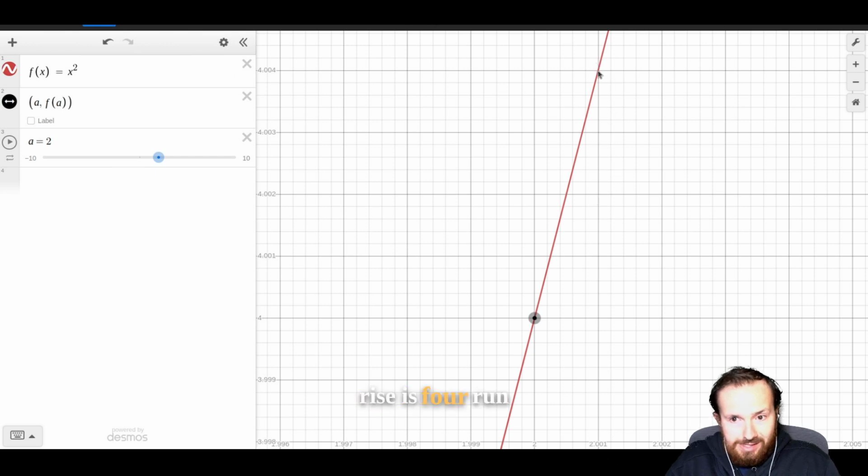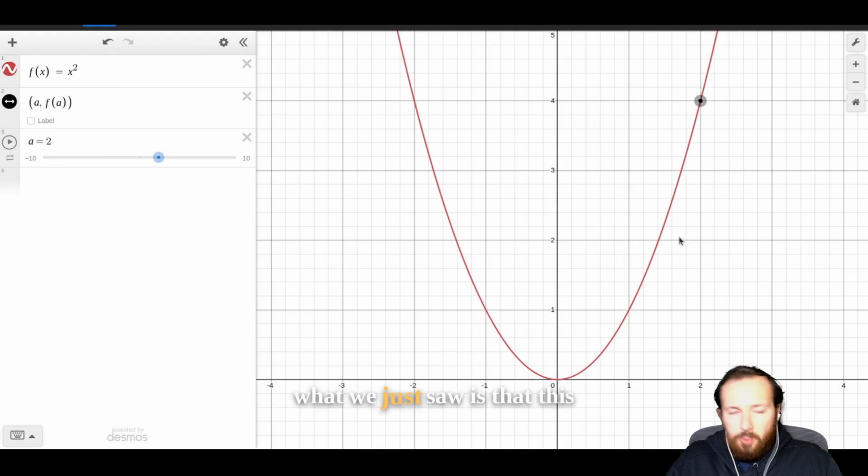So rise is 4, run is 1, rise over run, 4 equals 4 over 1. So the slope is 4. So apparently, on this curve at x equals 2, it makes sense to say that the slope is 4. So what we just saw is that this curve, f of x equals x squared, at the point 0, 0 has a slope of 0. At the point 1, 1, if you zoom in far enough, it has a slope of 2. And at the point 2, 4, if you zoom in far enough, it has a slope of 4.